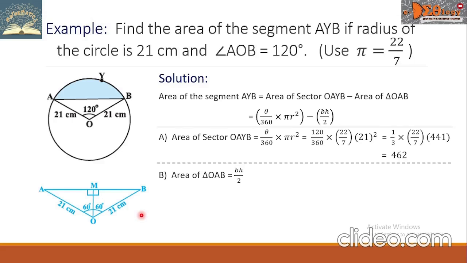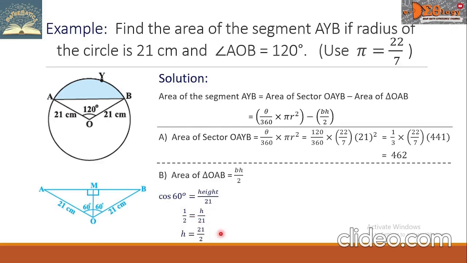In this triangle, we need the base and the height, which is not readily given. Let us solve for the height. Looking at this triangle, in one of the right triangles, we can see that the cosine 60 degrees equals the height over 21. Note that the height here is the line segment OM. We know the value of cosine 60 degrees and that is 1/2. When we cross multiply, we will get the value of h and that is the height. So it will be 21 over 2.